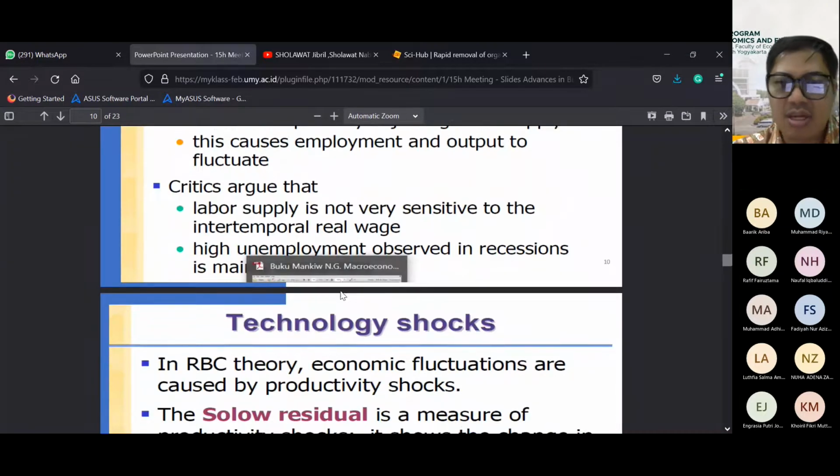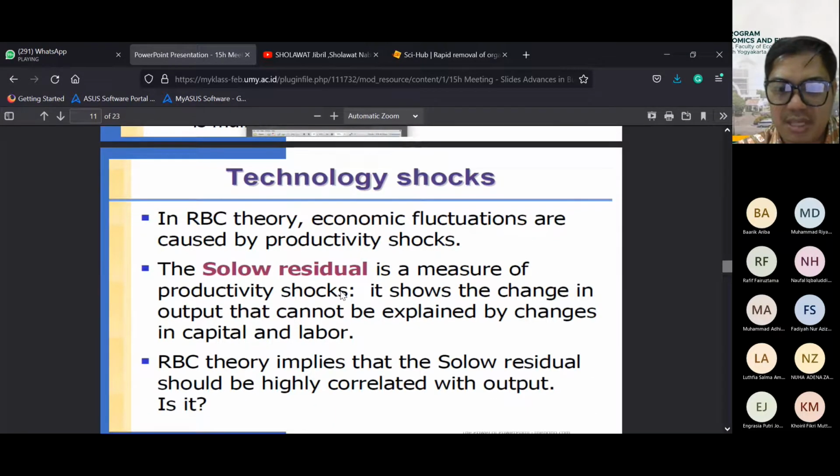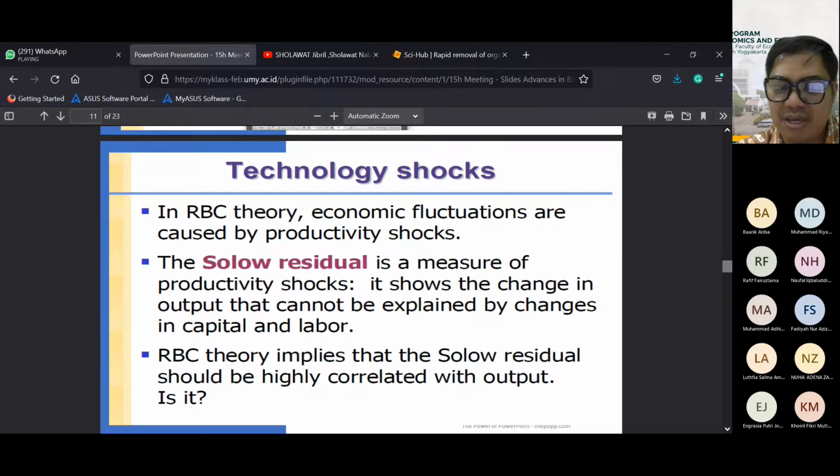And the next one is about technological shocks. Could you please help me to read, Brother Fikri, technology shocks, please. Brother Fikri, if you are still there. Technology shock. Yes, sir. Is my voice clear? Yes, very clear. Okay, please carry on.